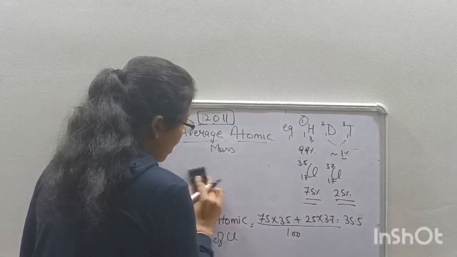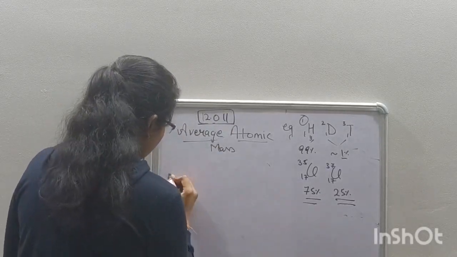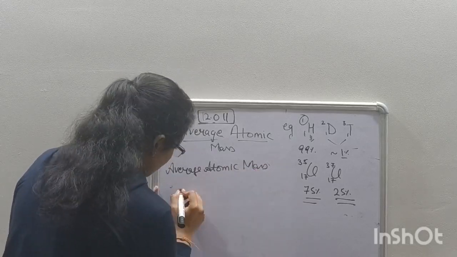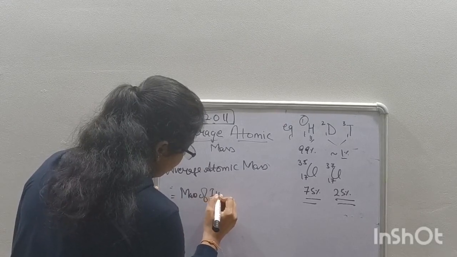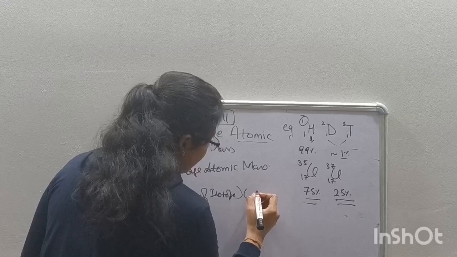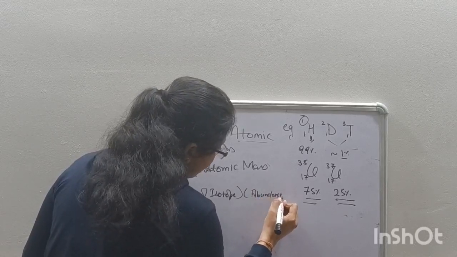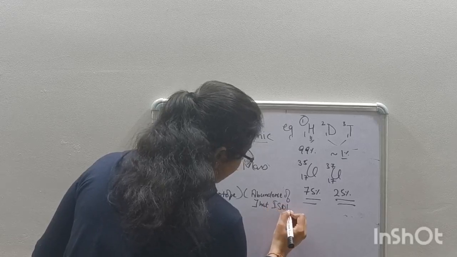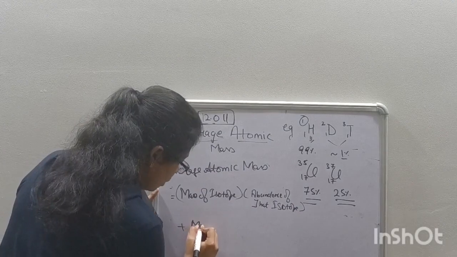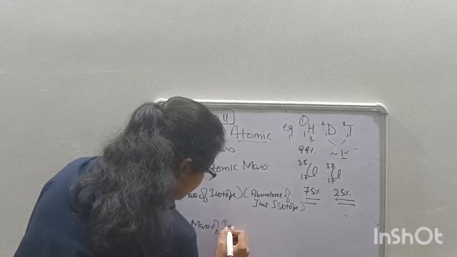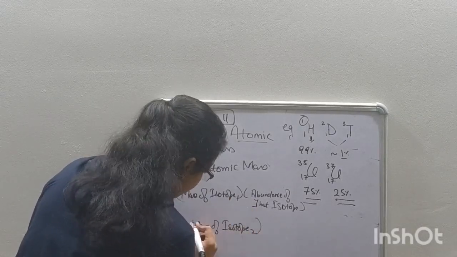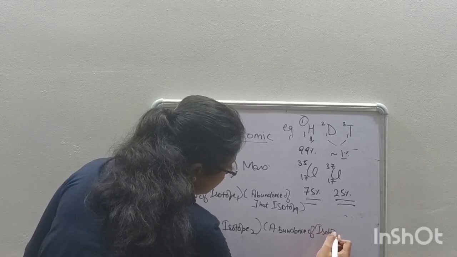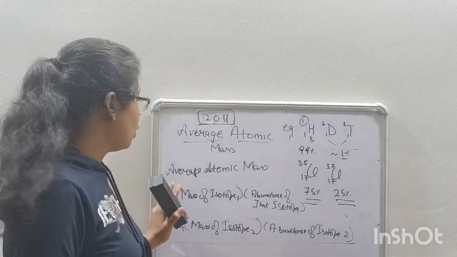Okay, so now we will come to the formula of average atomic mass. Average atomic mass is equal to the mass of isotope 1 multiplied by the abundance of that isotope in nature, plus, suppose there are two isotopes of an element, the mass of isotope 2 multiplied by the abundance of isotope 2. So this is the way of representing average atomic mass.